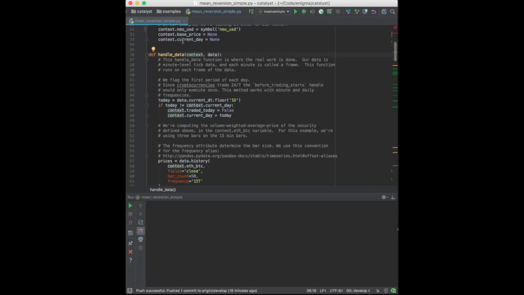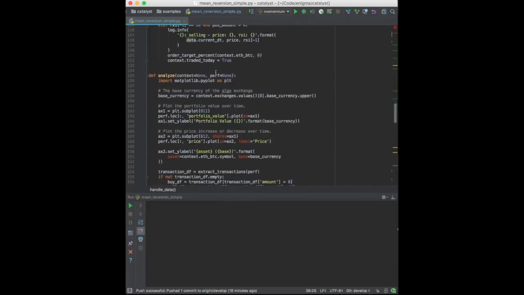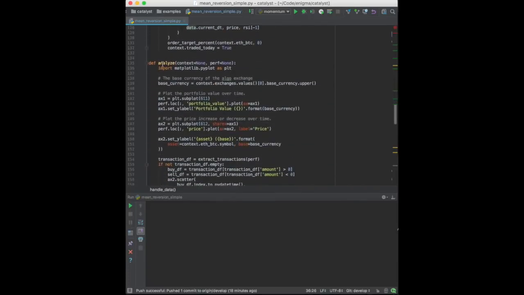The two parameters are context, which is the state of the strategy, and data, which allows us to access price data about our selected currency pairs. Finally, we have the analyze method, which contains two parameters: the context again, and a performance data frame containing key performance indicators about the current strategy. I use it to generate a graph with matplotlib.